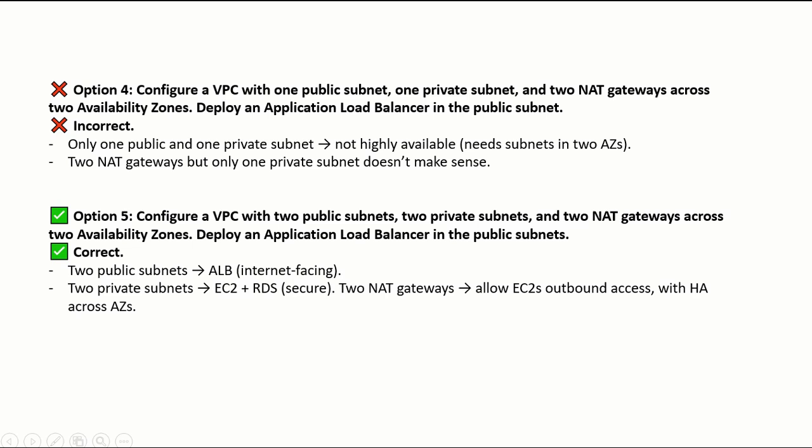Okay. And two NAT gateways that will allow EC2's outbound access with high availability across the AZs. Okay. So option 1 and 5 are the correct ones in this one.